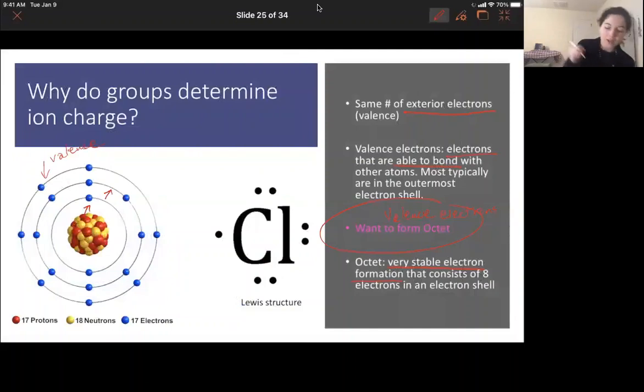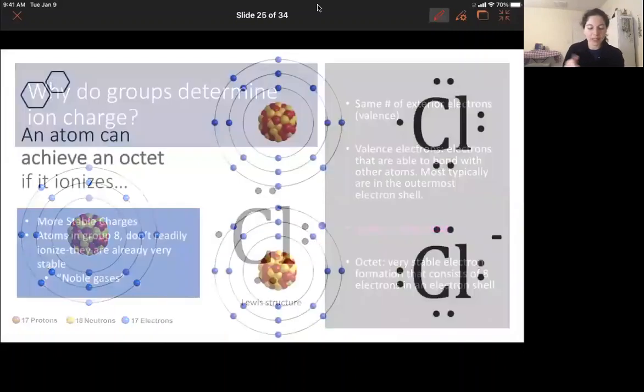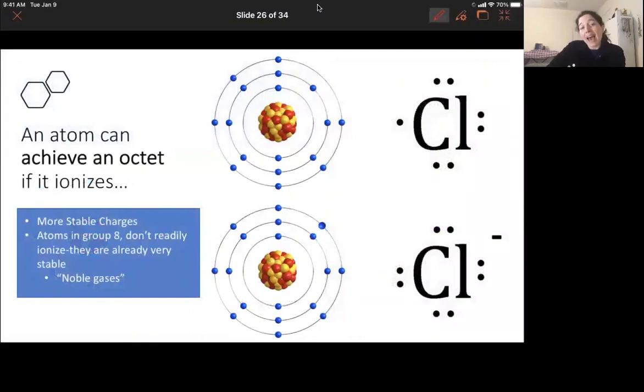Okay. So if we count on chlorine, we've got 1, 2, 3, 4, 5, 6, 7 electrons. There's 1 missing. If we look at what's called a Lewis structure over here, Lewis structures only show valence electrons. We can see that there's 7 electrons very clearly around our chlorine. So what this means is that an atom can achieve an octet if it ionizes by gaining or losing an electron. It does, because it's more stable that way.